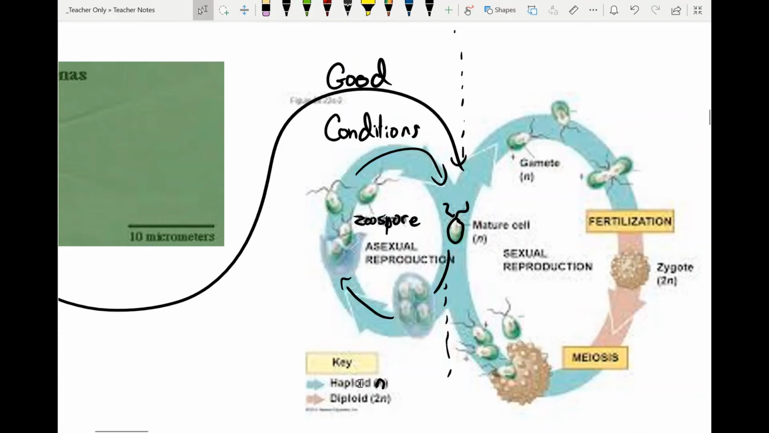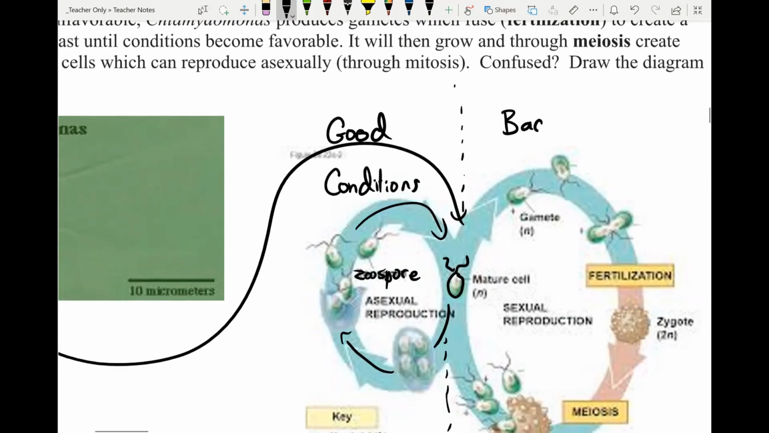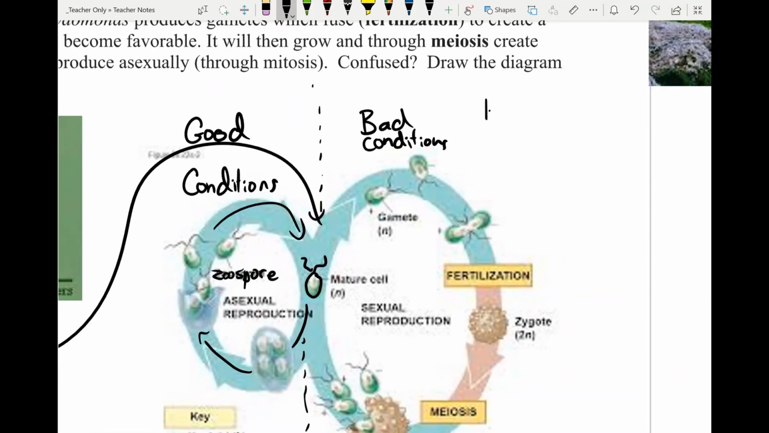Say then it switches and it has bad conditions. So this might be less sun, fewer minerals, you name it. Basically, any condition that's really bad for these things living, because it takes a lot of energy to reproduce through mitosis. If you think about it, you have to basically double all of your organelles, you have to double your mass, and then you split up. That takes a lot of energy to do.